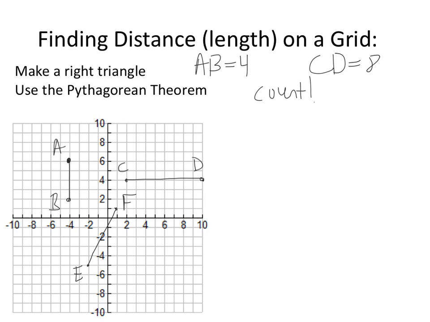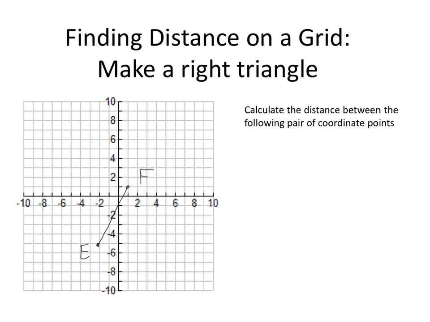So on the next slide, we're going to go through these two steps. We're going to make a right triangle, and we're going to use the Pythagorean theorem to find out how big something like EF is. So now, as a continuation of the previous slide, we can count vertical and horizontal distances, but we can't count distances on a diagonal. We're going to have to use the Pythagorean theorem to calculate the distance between points E and F.